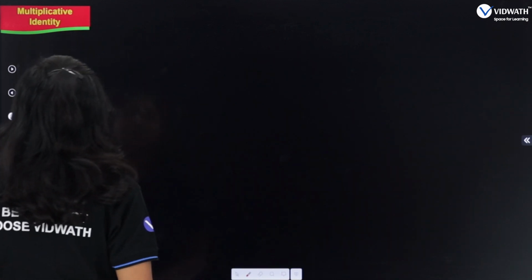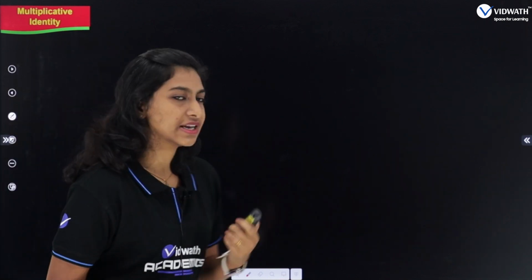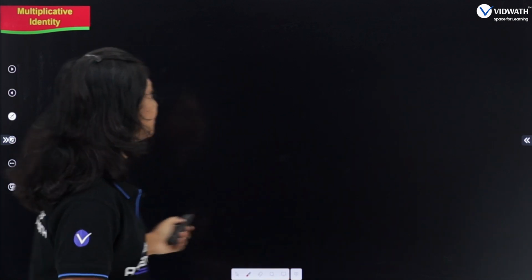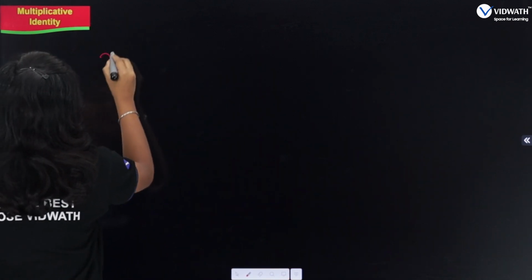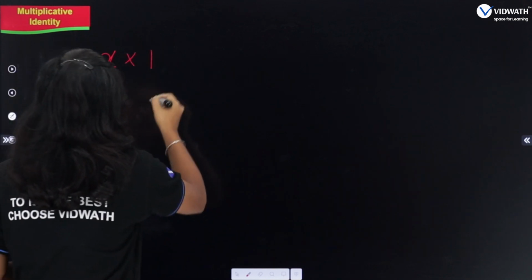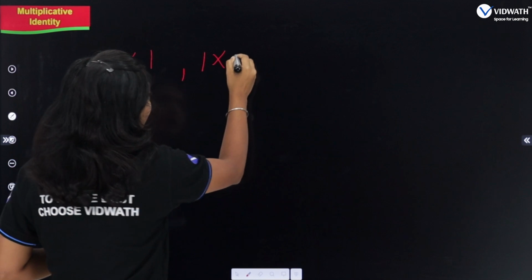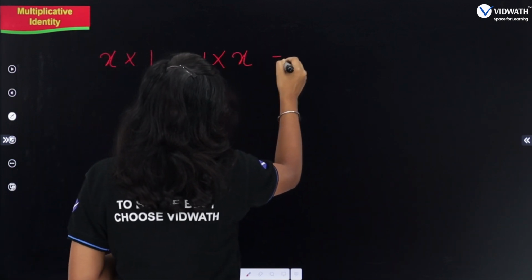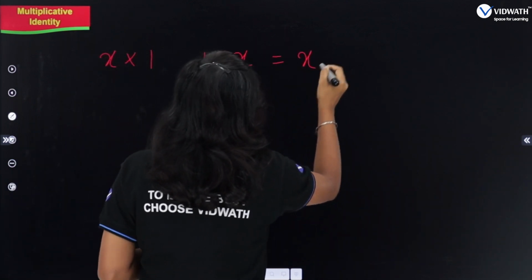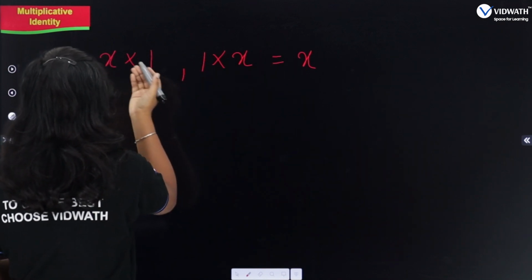Multiplicative identity, that is, if any integer is multiplied with 1 or if 1 is multiplied with any integer, we get the integer. So, if x is multiplied with 1, say x is any integer, and 1 is multiplied with x, which is equal to x, that is, we get the same integer which we have taken here.